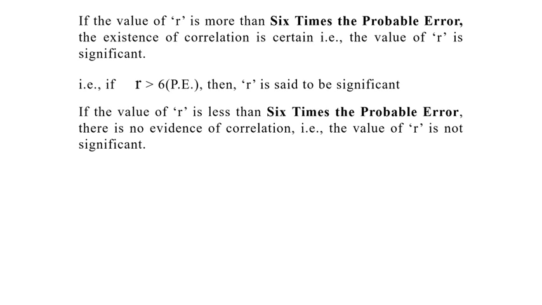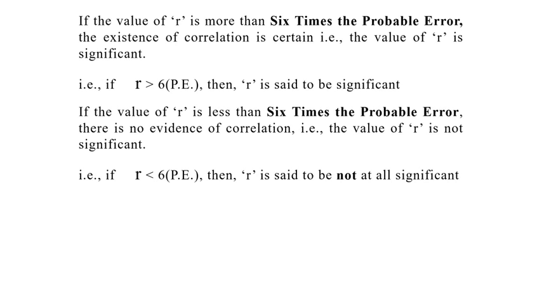Similarly, if the value of r is less than 6 times the probable error, there is no evidence of correlation and r is not at all significant. R is insignificant. That means if r is less than 6 PE, then r is said to be not at all significant. It is insignificant. So there is no evidence to rely on the correlation coefficient.